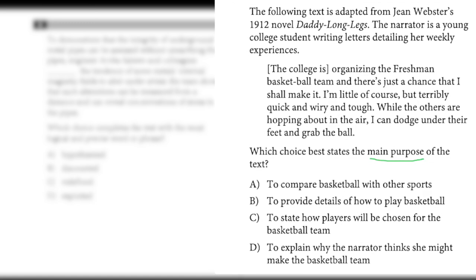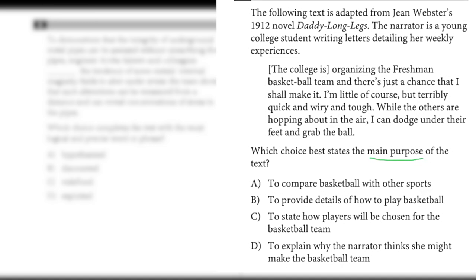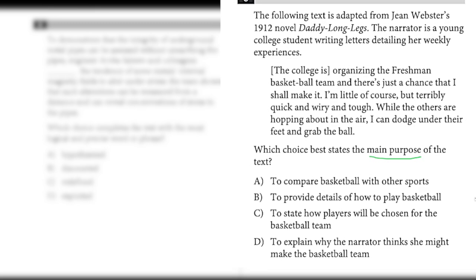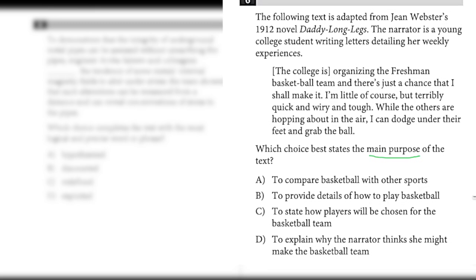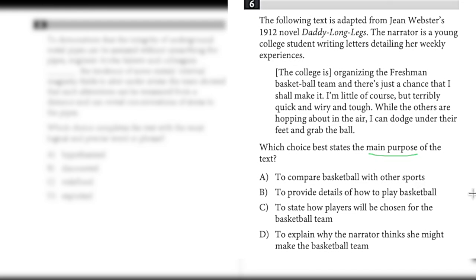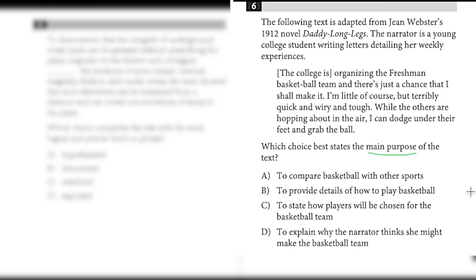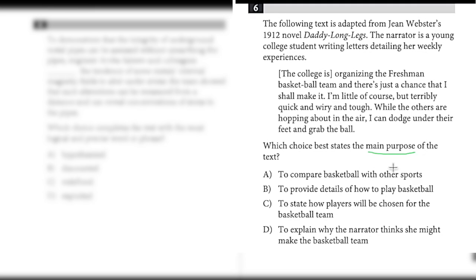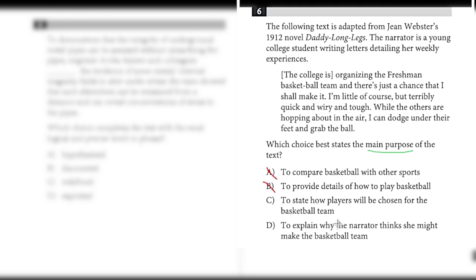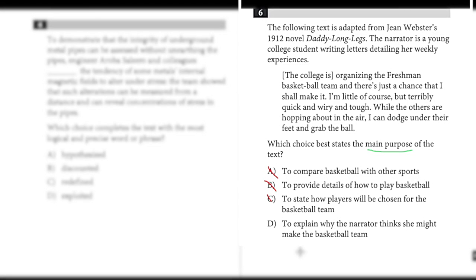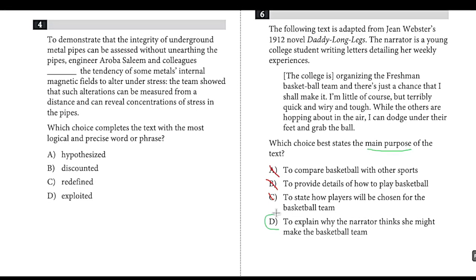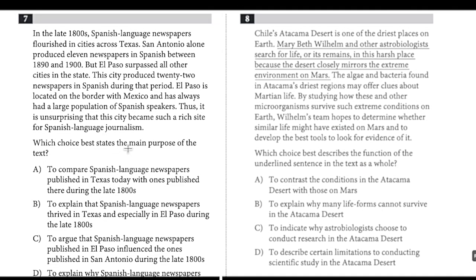So the main purpose, well, it says that the college student is writing letters detailing her weekly experiences. So it doesn't sound like she's writing to someone, but rather for herself. I think the purpose is just to reflect on why she thinks she might actually be good on the basketball team. So to compare basketball with other sports, no. To provide details on how to play, no. To state how players will be chosen, no. To explain why she thinks she might make the basketball team. That's literally what I just said. So, boom. All right, so we have another main purpose.